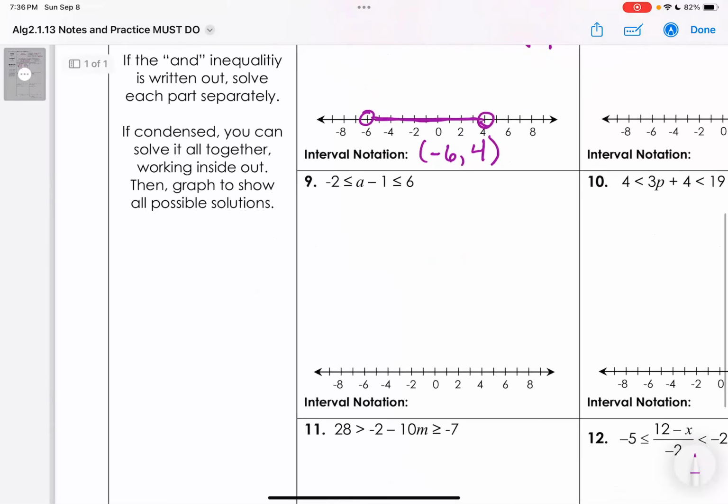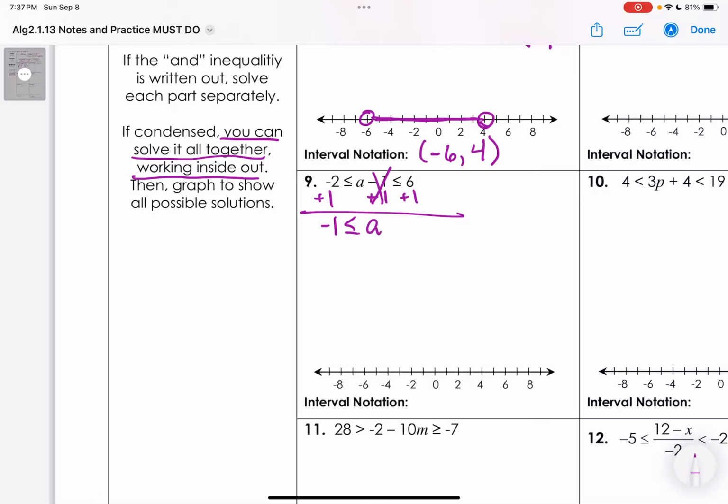Now, here's where it looks a little different. When you have it in the condensed form, we solve it all together, working inside out. Then we fill out the graph. Here's what we mean. So here I've got a minus 1 right there in the center. So to get a by itself, I need to add 1. But I'm not just going to add it to here. I also have to add it to the other side, because it's both of those equations.